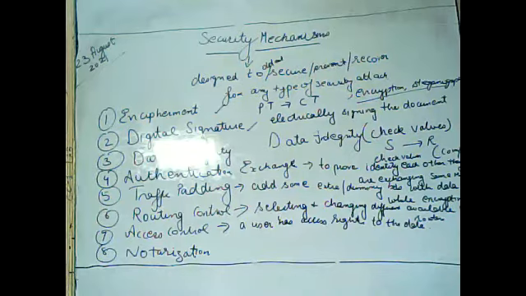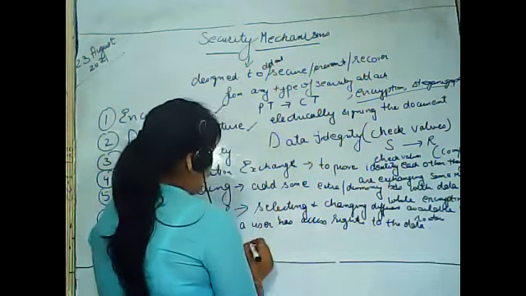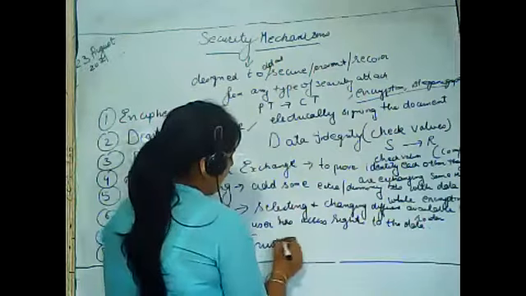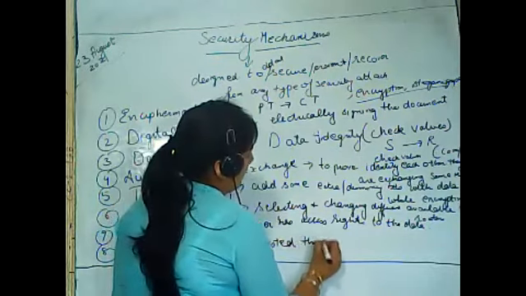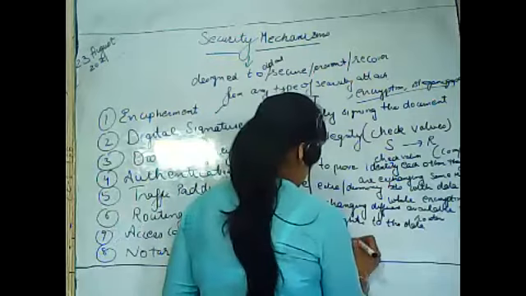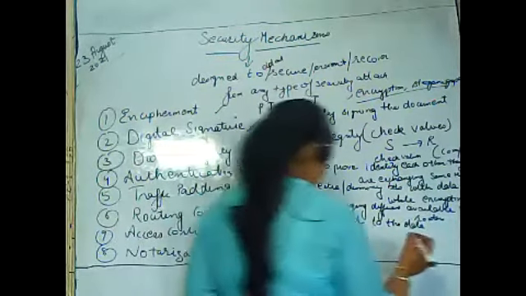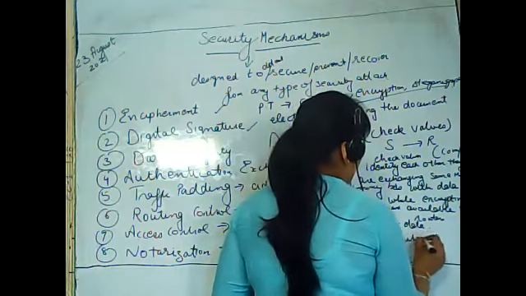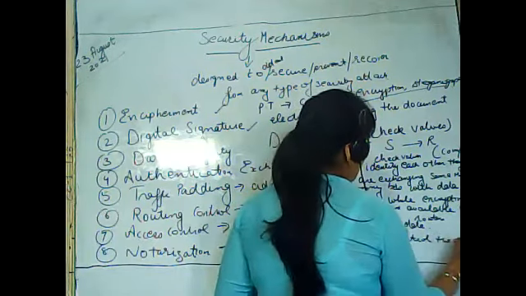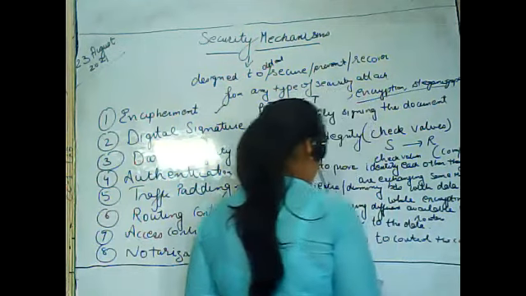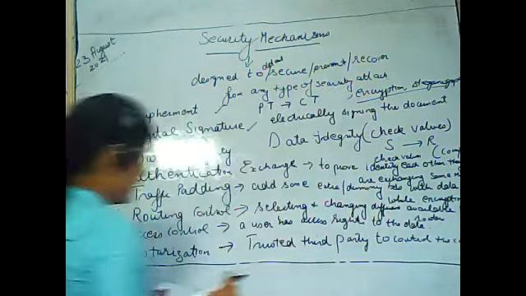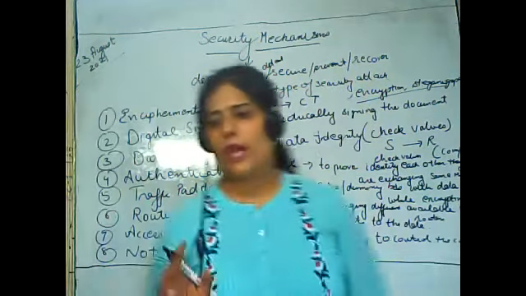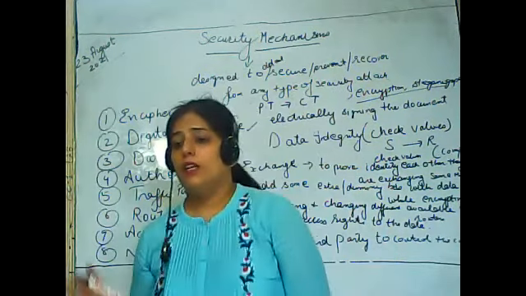So in the case of notarization, we have a trusted third party to control the communication between two entities. We have a trusted third party to control the communication between the different entities. Okay, so why do we require this? Just to have an authentication model between the two parties.